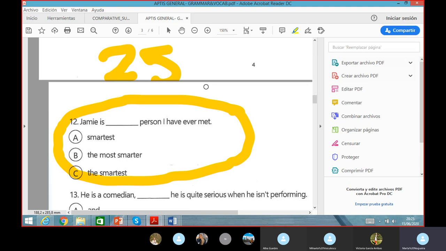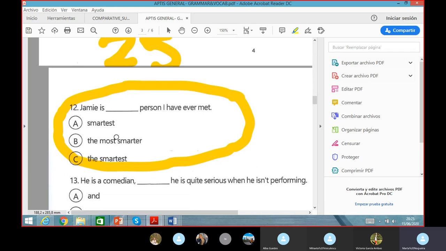Why? Because you have 30 seconds to complete that. Okay, so imagine, guys, we have this example in the exam that this was done. So this is, Jamie is smartest. We cannot say that without the, okay? Then the most smarter, we are adding, this is superlative and this is comparative. So this is wrong and it is the smartest. It is letter C because I have the and EST. Okay, so when I see that and I know the grammar, I'm going to say, ah, it is C.